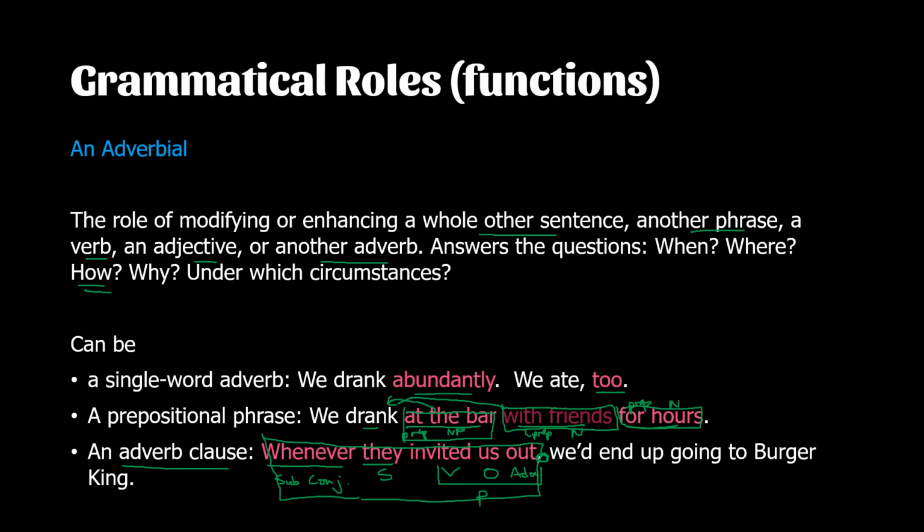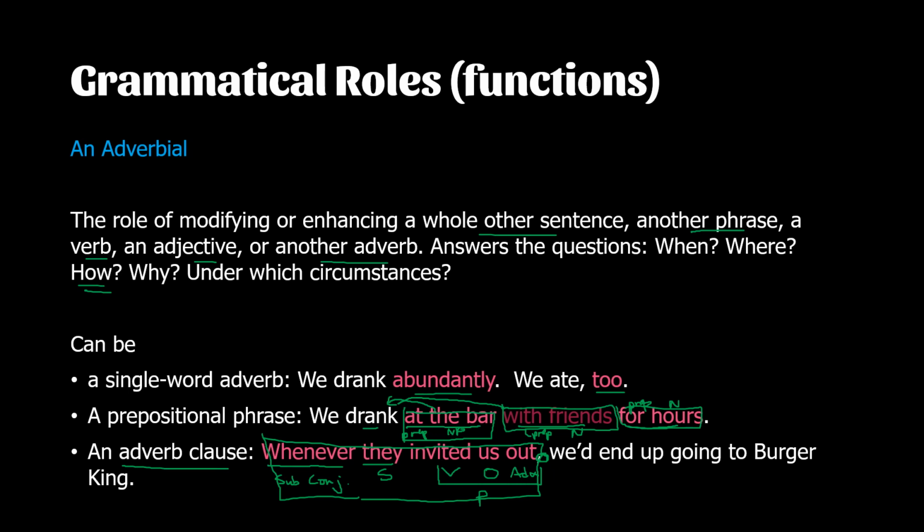So this describes in what conditions did we end up going to Burger King, or under which circumstances. The circumstances of us ending up going to Burger King were whenever they invited us out. So that is why it is an adverb, an adverbial, because of the function that it does in the sentence.